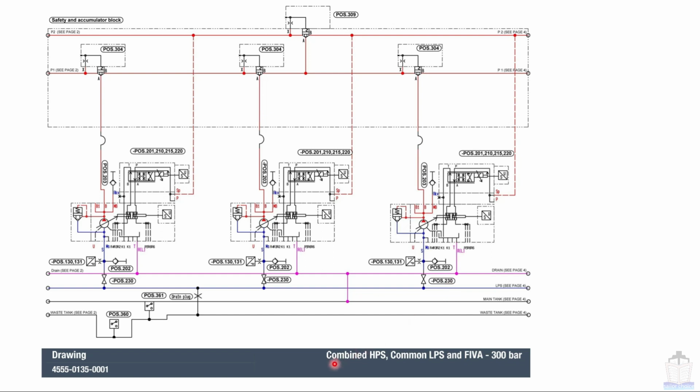Here I will not see this combined HPS, common LPS, etc. I will see just only P2 and P1. That means I can understand that this system has both types of HPS, engine driven as well as electrical driven starter pumps. So this is the mixture of mechanical and electrical.